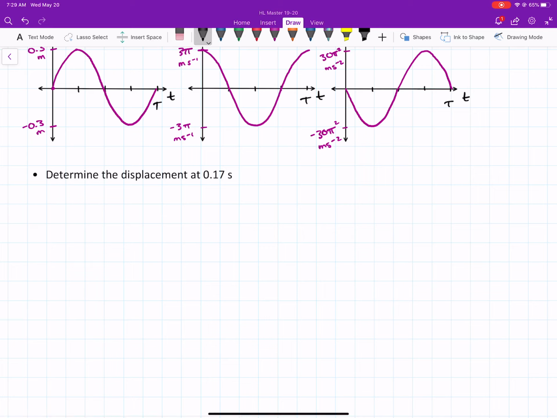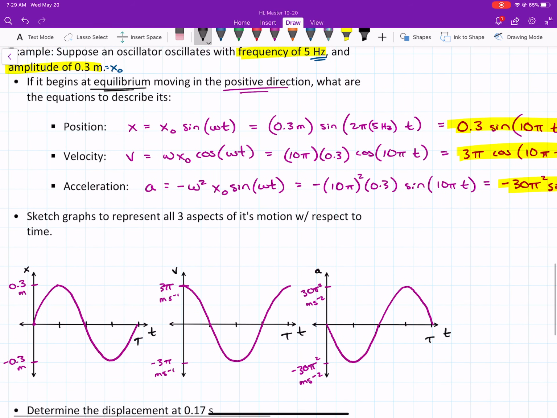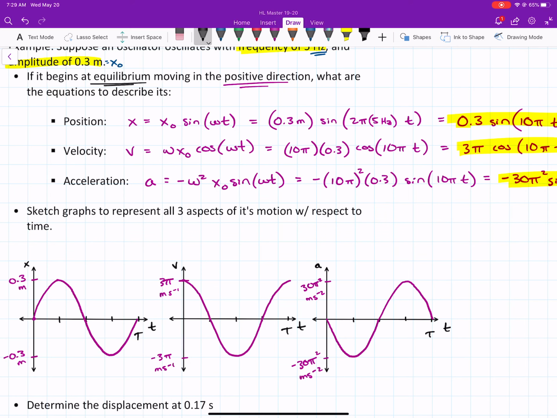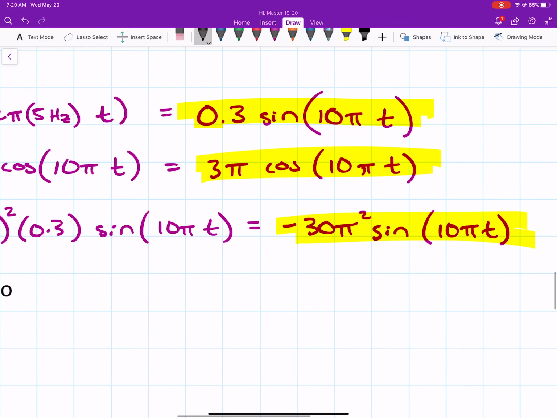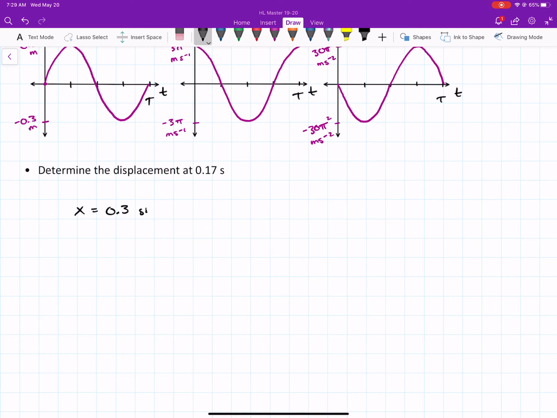And then the last part of this question that we want to look at is what the displacement was at 0.17 seconds. Now this is the whole point of using the equations up above: now that we have equations for where it is, how fast it's going, and what the acceleration is at any one time, we're going to use that equation that we came up with, this 0.3 sine of 10 pi t, as our position equation. And since we have the time, we just plug that right into t. And so our position is going to be 0.3 sine of 10 pi times 0.17 seconds. And that will give us a position in the end, if we calculate that through, of negative 0.24 meters.